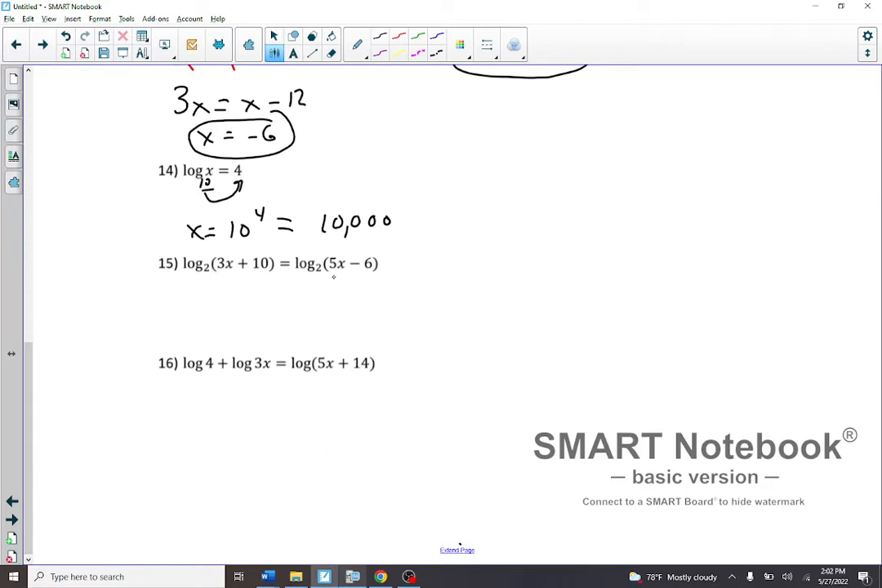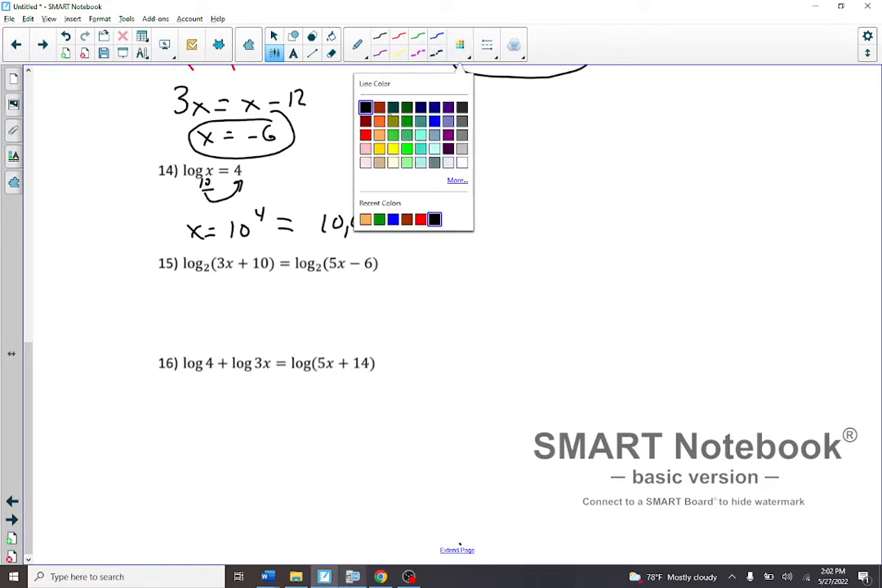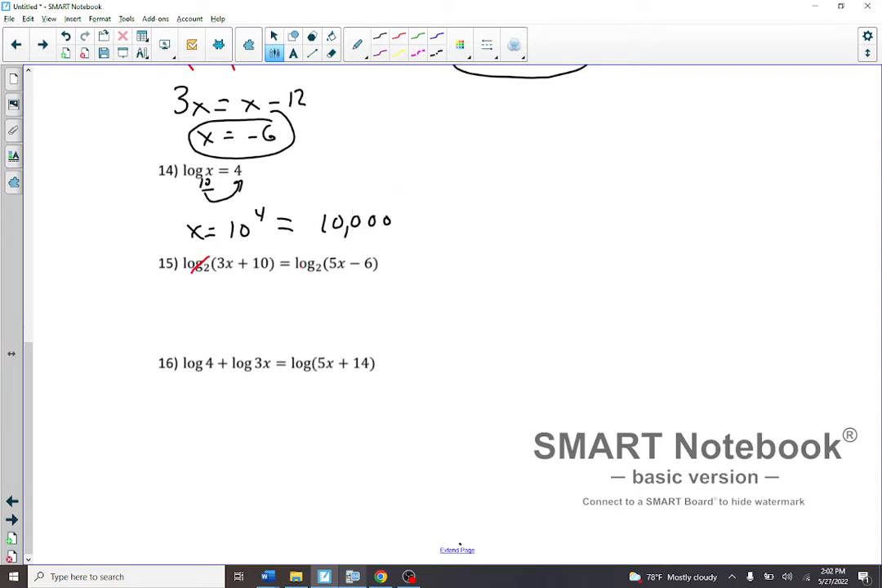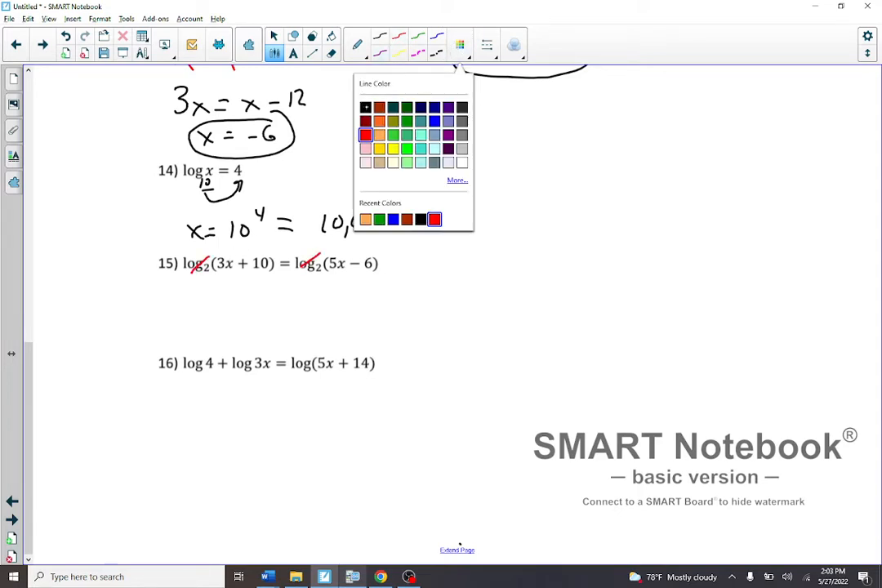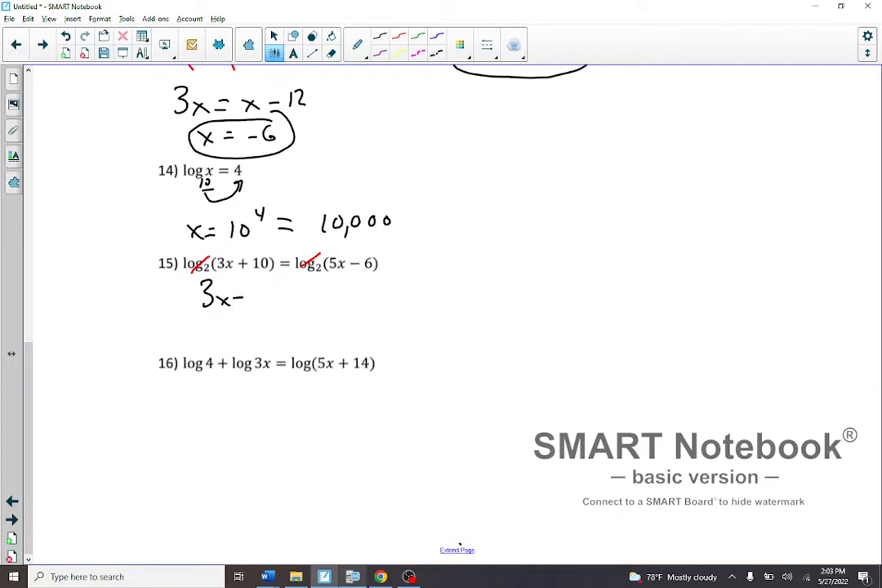This one, log base 2, because both of the log bases match, you could cross that out. So it becomes 3x plus 10 equals 5x minus 6. A little bit of algebra is going to be 8 equals x.